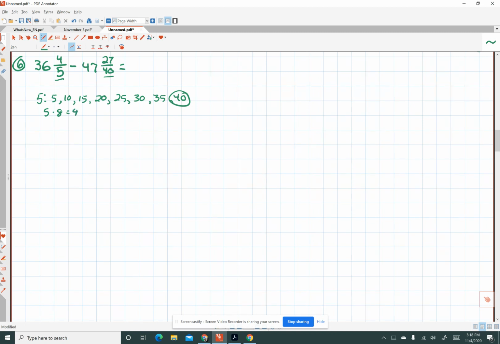So let's convert this first fraction. 36 4/5. We're converting it to 40ths. So 5 times 8 is 40. 4 times 8 is 32. So now we have 36 32/40 minus, I wrote 47 here, I meant to write 4. 4 and 27/40.